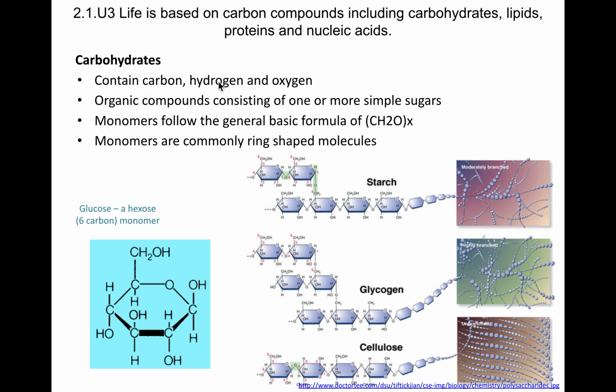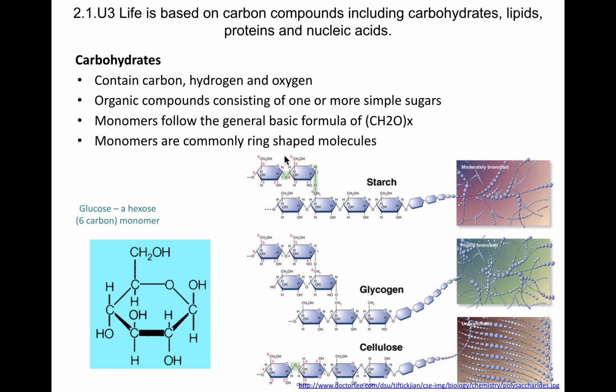Carbohydrates contain carbon, hydrogen, and oxygen, so C, H, and O. Remember, CHON, so it doesn't have nitrogen of those 4 main elements. Organic compounds consisting of 1 or more simple sugars are considered a carbohydrate. Monomers follow the general basic formula of CH2O X. Okay, so if you look here, it's part of the glucose structure, CH2O, and then X means there can be as many as possible there.